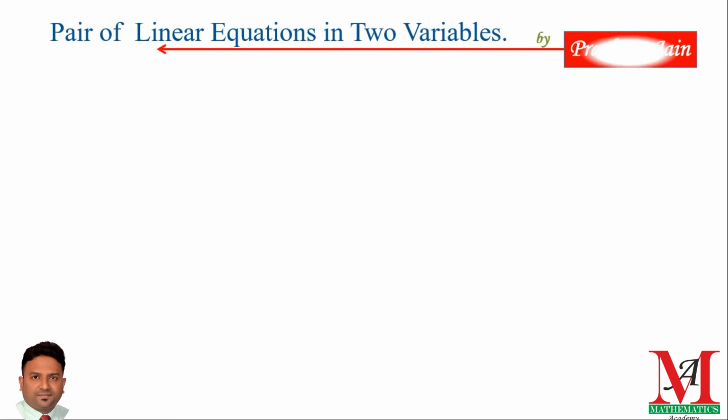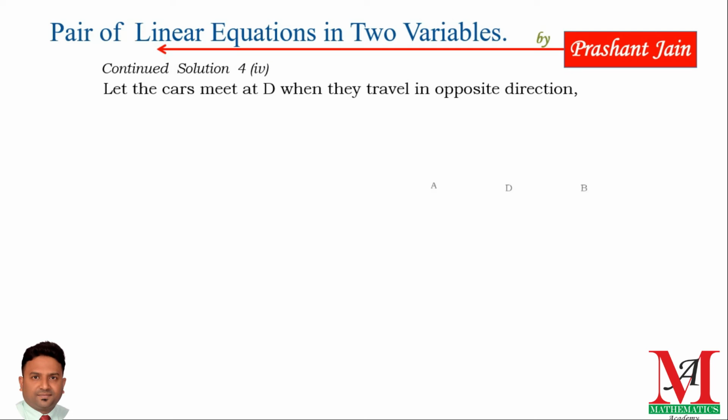Now moving towards the second condition. In the second condition, the car travels in the opposite direction for 1 hour. It means one car is from A, another car is from B. They are moving towards each other and meeting at the point D, that you will see by the black dots on your screen.